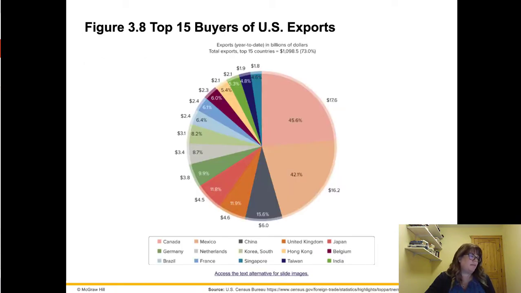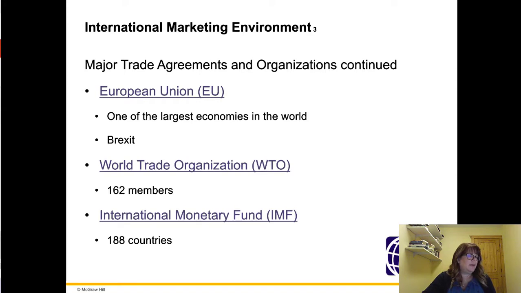The U.S. exports more products to Canada and Mexico than to any other individual country. The total exports year to date, in billions of dollars, across 15 countries is shown in this chart. The European Union is an economic, political, and monetary union of 28 European nations. The World Trade Organization regulates trade among participating countries and helps importers and exporters conduct their business.